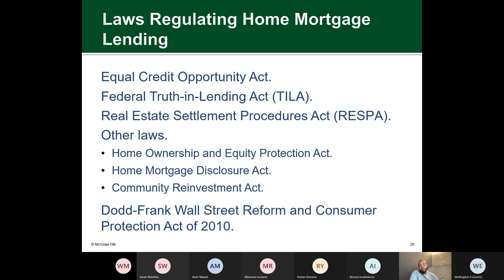Then you have the Wall Street Reform and Consumer Protection Act, which protects against those that can't prove income, potentially those in some negative activity. You have to be able to prove income to purchase a home.